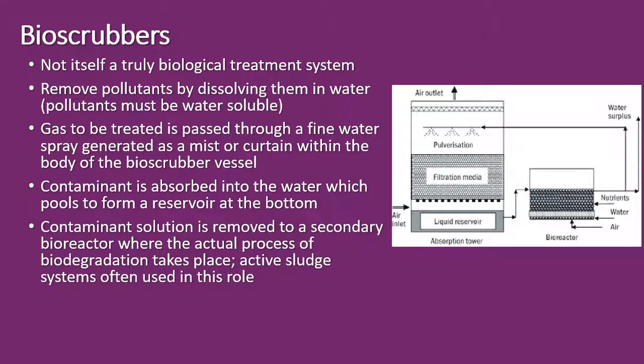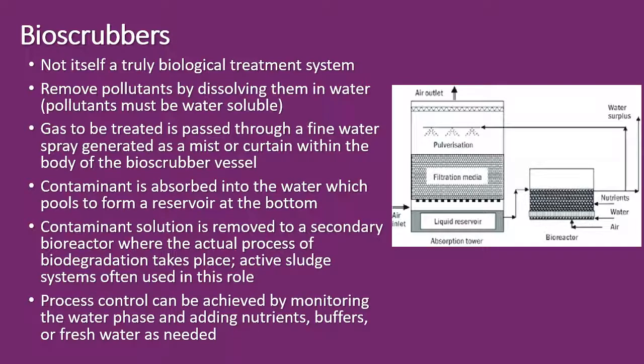And then that water has to be removed and transferred to a secondary bioreactor where the actual process of biodegradation takes place. Typically, you have some kind of activated sludge system to take care of that. We're going to talk more about sludge systems when we get into wastewater treatment. But it's just a bunch of bacteria, basically, that is going to degrade the contaminants.